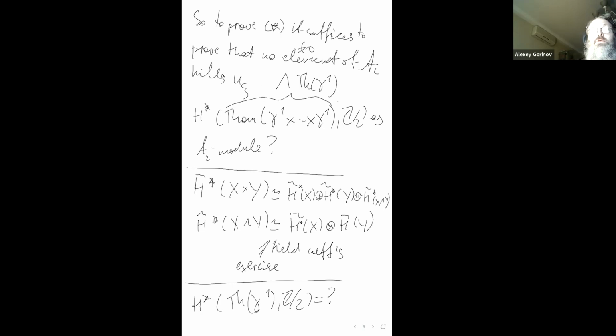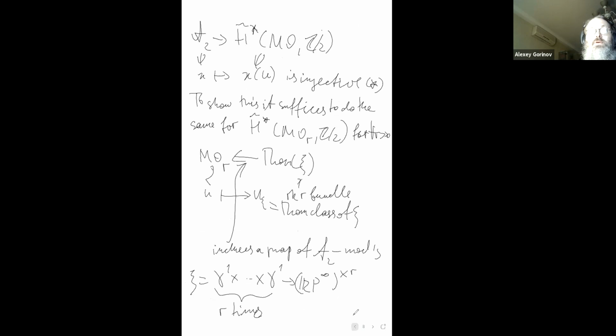It's a direct check that under this action no non-zero element of A2 kills the Thom class, and that's why this map is injective. This almost allows us to conclude that the cohomology of MO is a free A2 module, provided we prove that this cohomology is a connected co-algebra. And I don't know if Semyon told you about this.